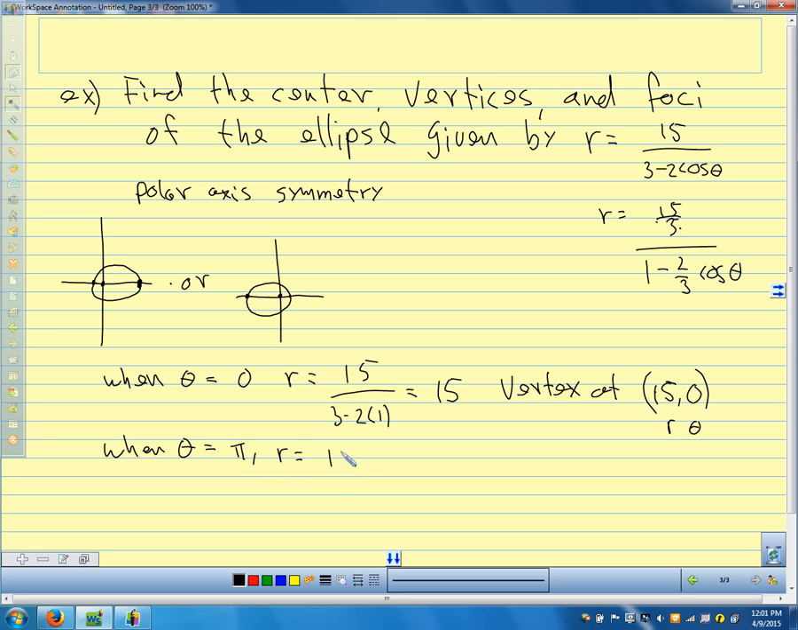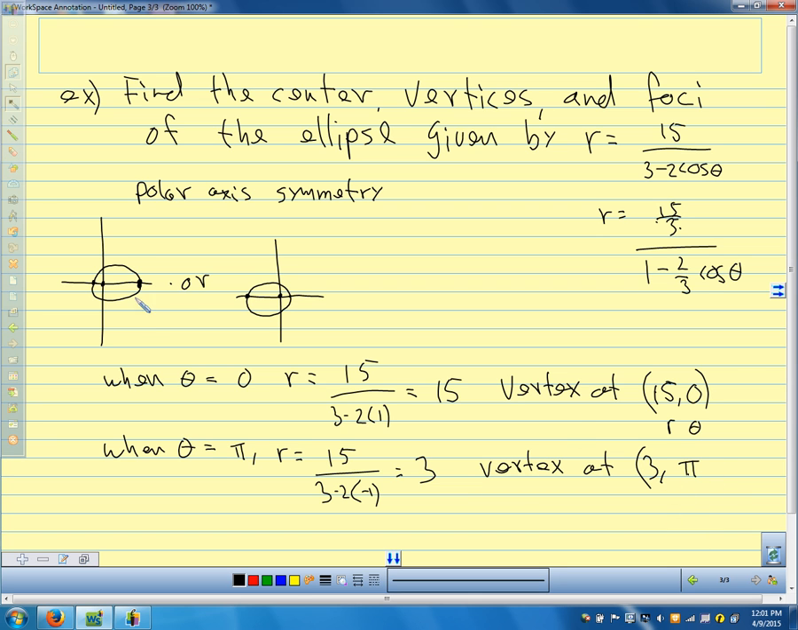R equals 15 over 3 minus 2 times cosine of pi, which is negative 1, which is 15 over 5, which is 3. So we have another vertex at 3, pi.